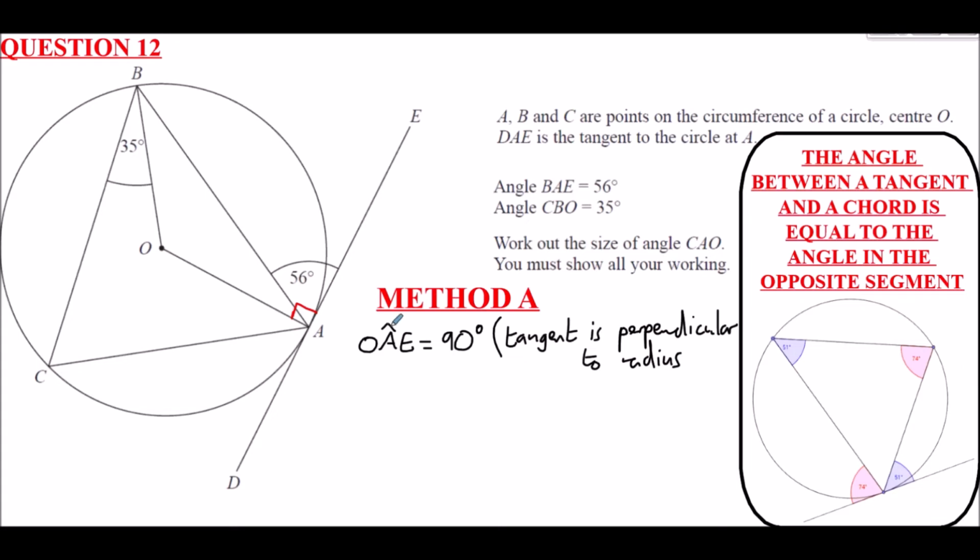Okay, so we know OAE is 90 degrees. From that, we can work out the size of OAB. We can work out this one here, because we know that OAB plus BAE needs to add up to 90 degrees. So from O to A to B, we've got 56 degrees of right angle here. So this is going to be 90 minus 56, which is 34 degrees.